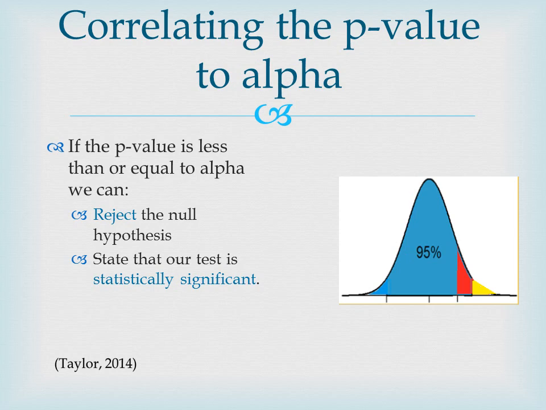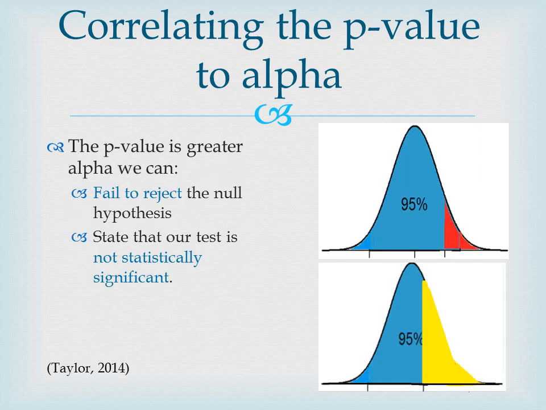Now, how are the p-value and alpha related? If the p-value is less than or equal to alpha, we can reject the null hypothesis and state that our test is statistically significant. In this diagram, the p-value correlates to the yellow part of the chart. Conversely, if the p-value is greater than alpha, we can fail to reject the null hypothesis and state that our test is not statistically significant.